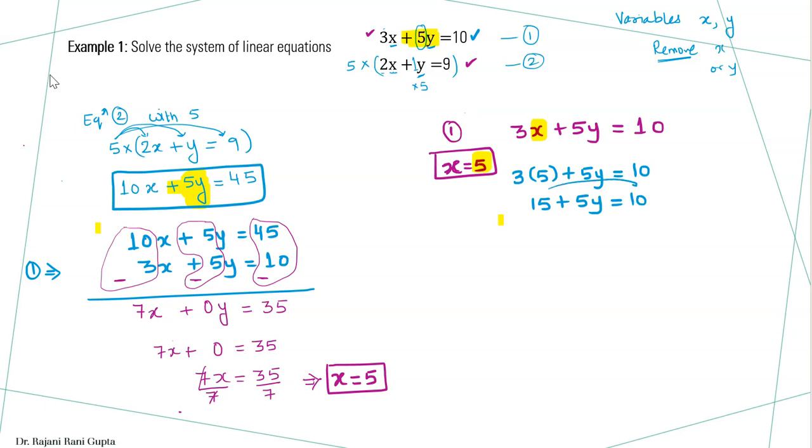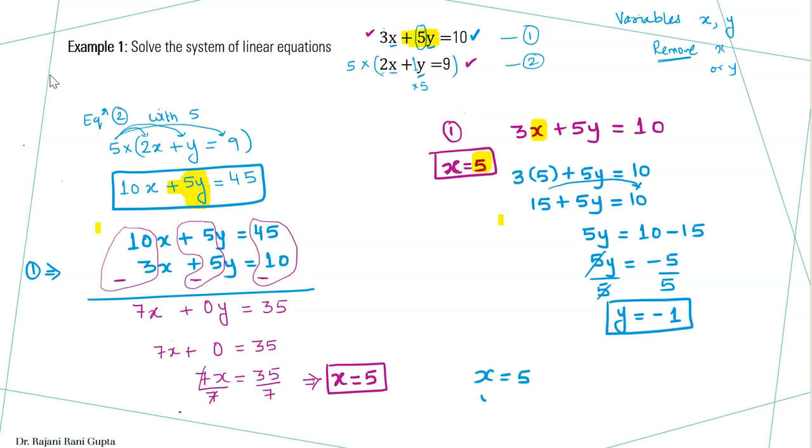Take this 15 to the other side. So 5y equal 10 minus 15. 10 minus 15 is minus 5. So 5y equals minus 5. Now, you want to find y. What will you do? Divide both sides by 5. This gets cancelled. This gives you y equal minus 1. So, you got the value of y as well. So, the solution for this equation is x equal to 5 and y equal minus 1.